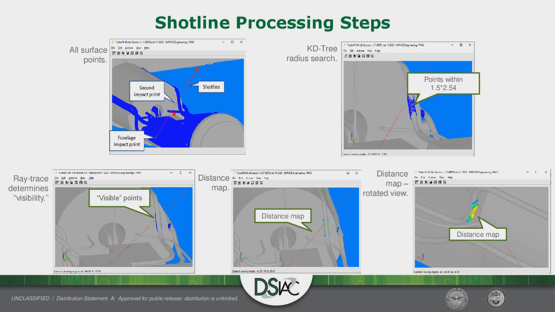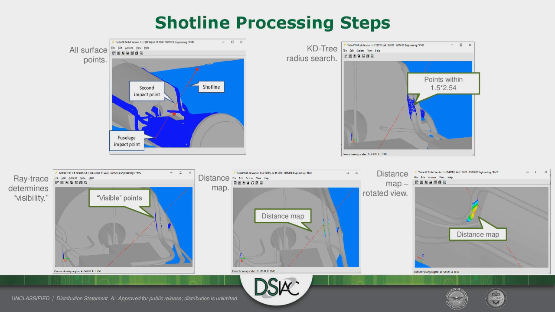I removed the skin of the fuselage so you can see the shot line as it goes through the target, and enters here, hits a bulkhead here, and goes on out of the target. This red point here should actually be up here. All the blue points are the surface points on the vulnerable components.